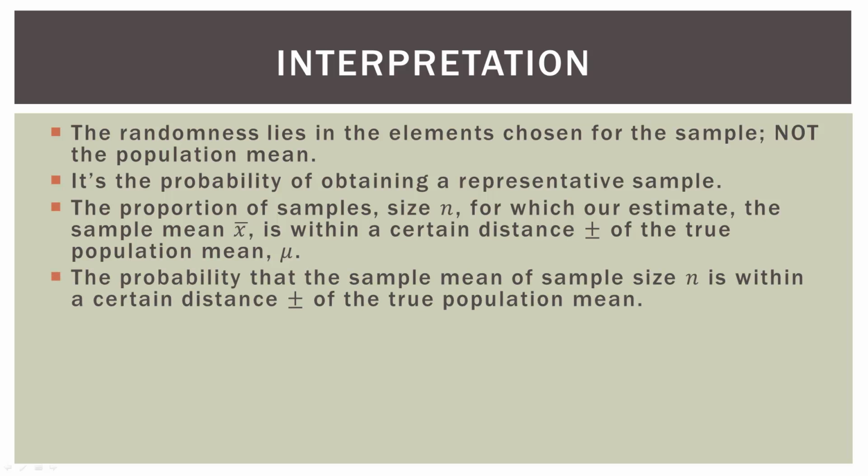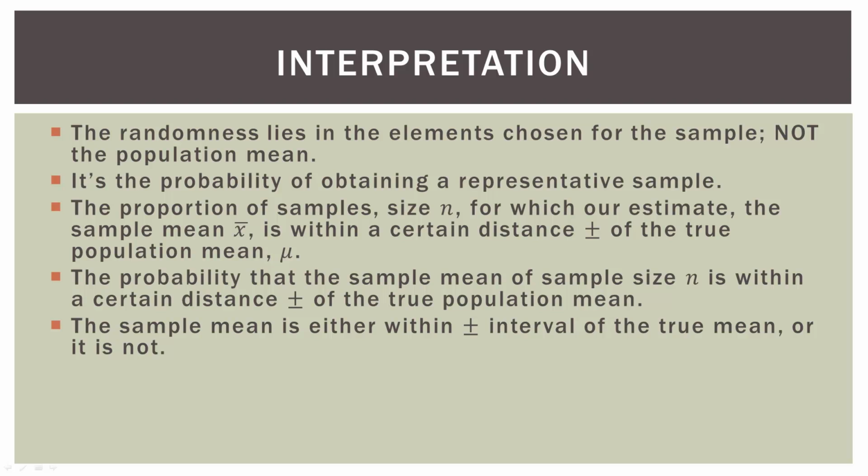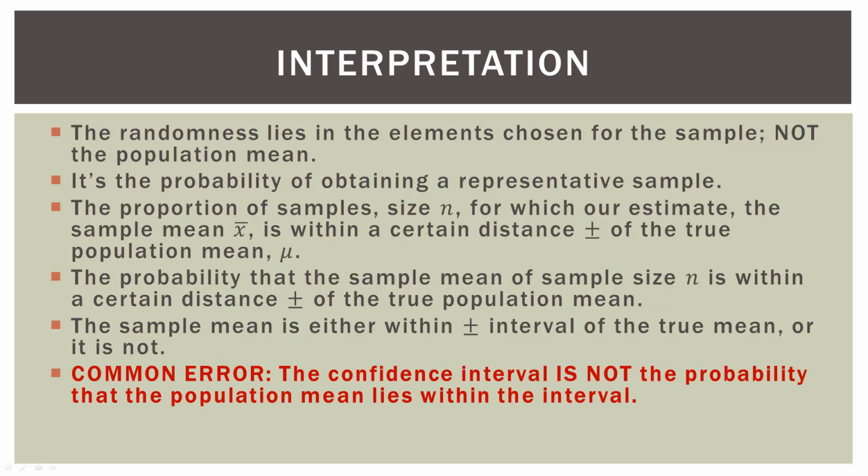You can also think of it as the probability that the sample mean is within a certain distance of the true population mean. The sample mean is either within the interval or it's not. Now the common error is when students think that the confidence interval is the probability that the population mean is in the interval. So the confidence interval is not the probability that the population mean lies within the interval. It's actually the opposite. The confidence interval is the probability that the sample mean lies within the interval.